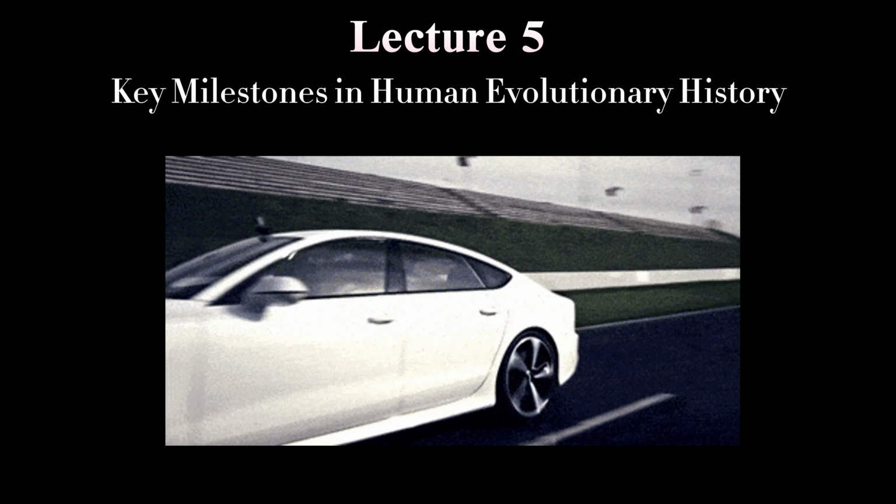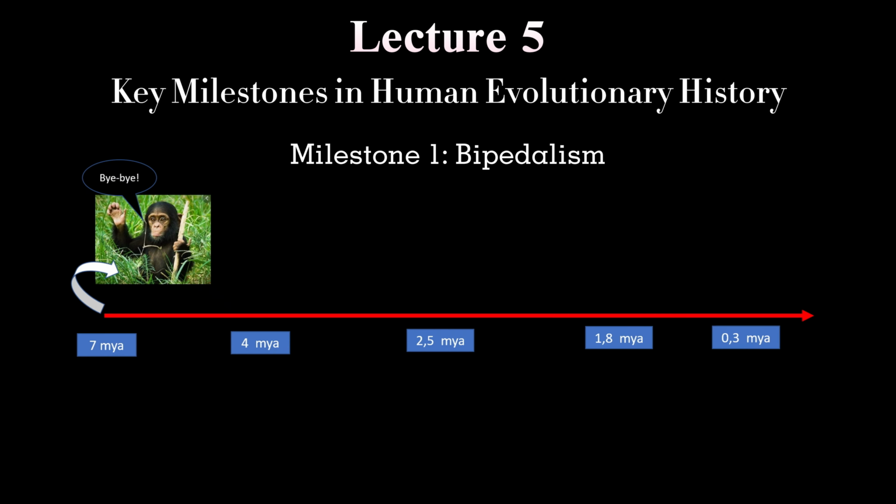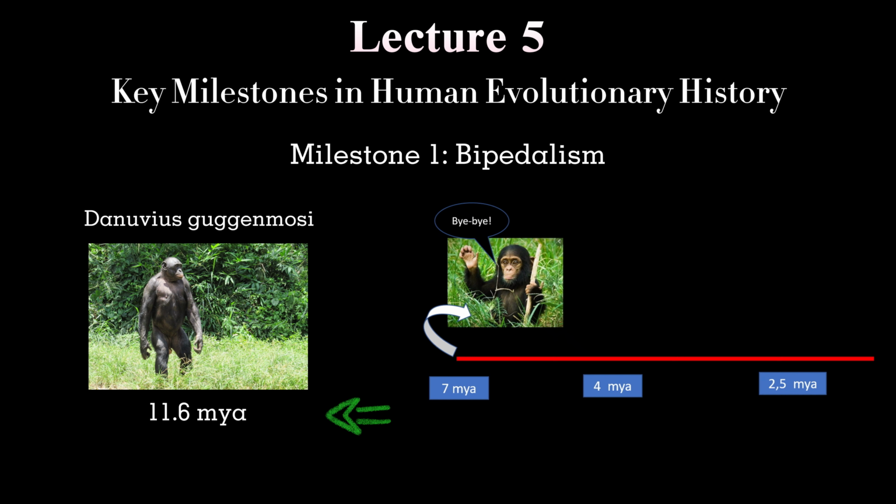Thus, we begin. The first major milestone in human evolution is bipedalism. The prevailing scientific consensus is that proto-humans became bipedal around 7 million years ago, though some studies suggest even earlier dates, possibly 9 or even 11 million years ago. An early ape recently discovered in Germany, Danuvius guggenmosi, dated to 11.6 million years ago, exhibited bipedal traits, suggesting that the origins of upright locomotion may extend further back in time than previously assumed.